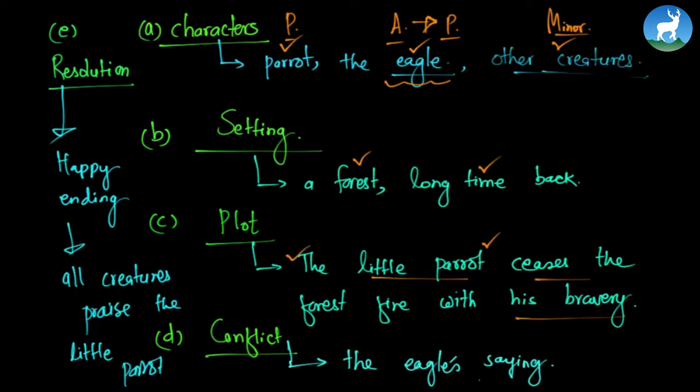What is the conflict? The eagle saying, what does the eagle say? Eagle says something like, whatever you are doing is completely stupid and meaningless. Please stop doing this and save your life. That is the point of conflict. At that point, the parrot replies, no, I'm doing my job. I do not need advice. Rather, I need help. So that's what the parrot says. Now that is the conflict. And what is the end? Resolution. The resolution is all creatures praise the little parrot. The bravery of little parrot is praised by all the creatures, and it's a happy ending.